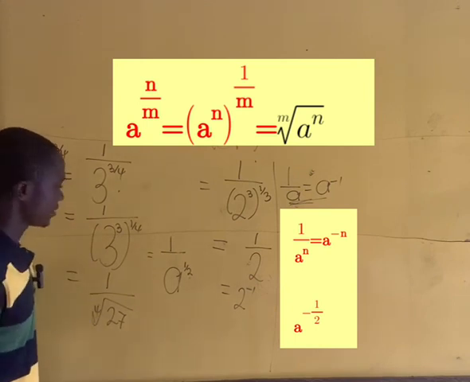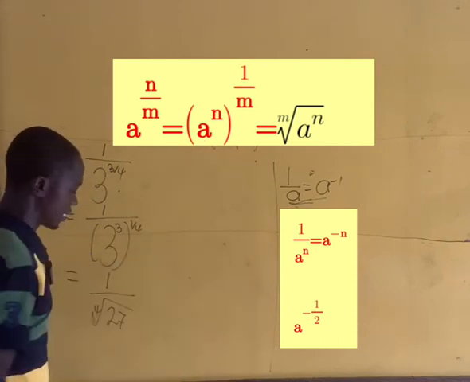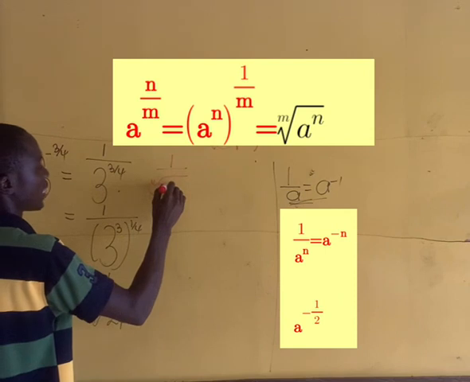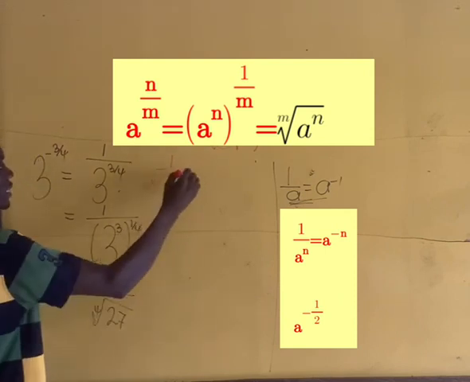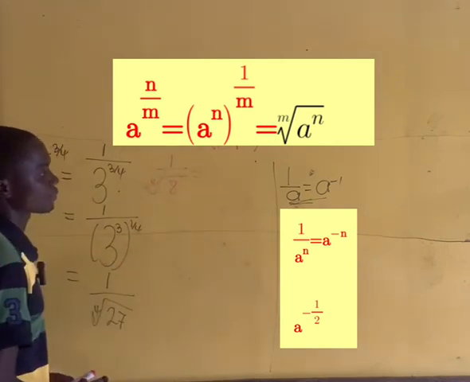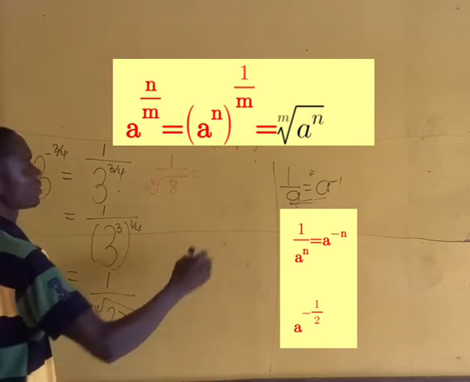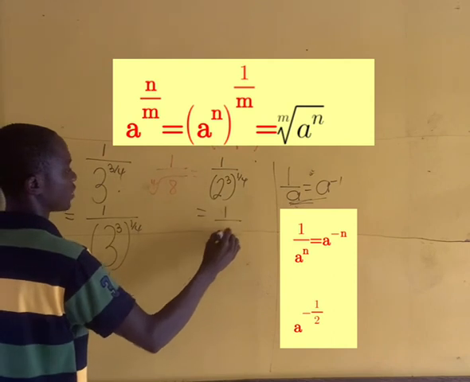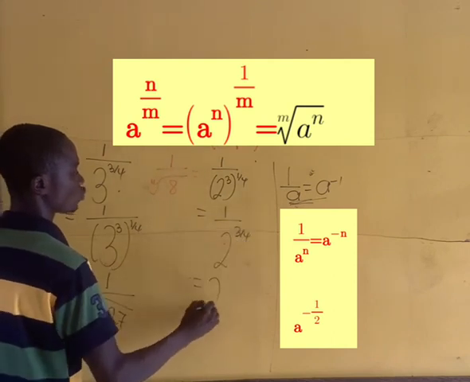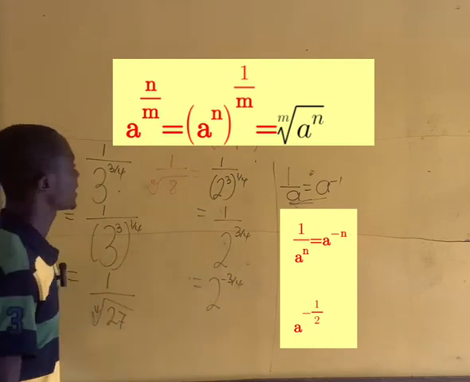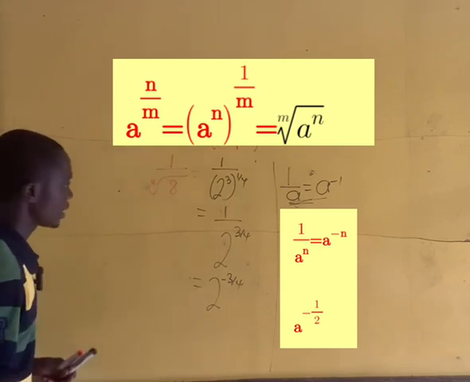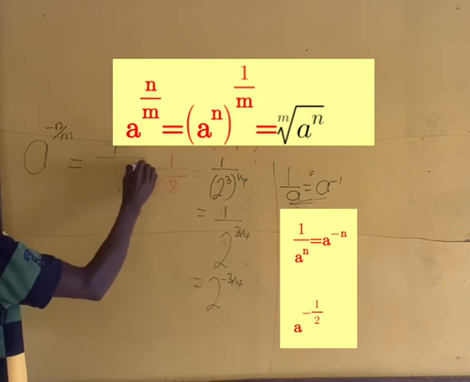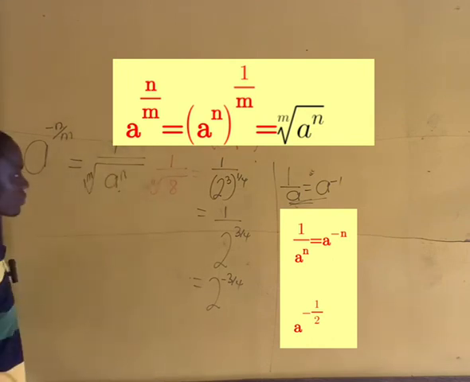Wow. Now, let us send this one backwards. If I have 1 divided by the 4th root of 8, I want to send it backwards to get this formula. Then I'm going to have 1 divided by 2 exponent 3 exponent 1 out of 4, which will give me 1 divided by 2 exponent 3 on 4, which will give me 2 exponent negative 3 on 4. So we can state categorically that if a is raised to the power negative n on m, then we have 1 divided by the mth root of a power n in a very simple way.